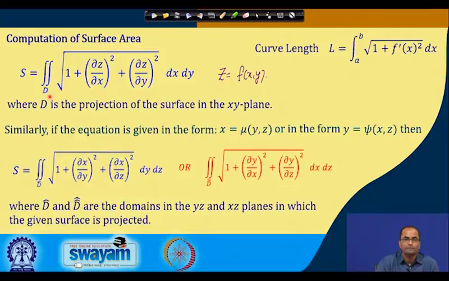So, we have three applications. One was the area of this domain D, another was the volume under this surface over the xy plane, which was again given by a double integral where the integrand was simply f(x,y). And now we have the computation of the surface area, where the integrand is the square root of 1 plus z_x square plus z_y square.